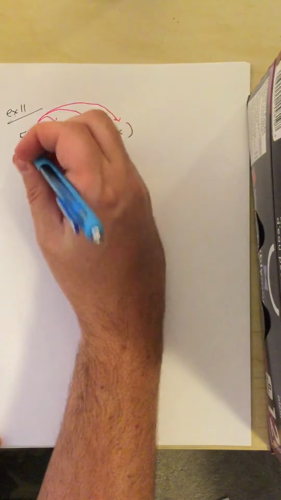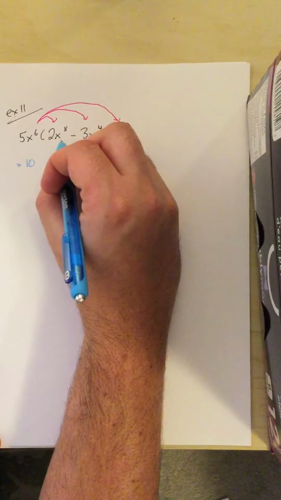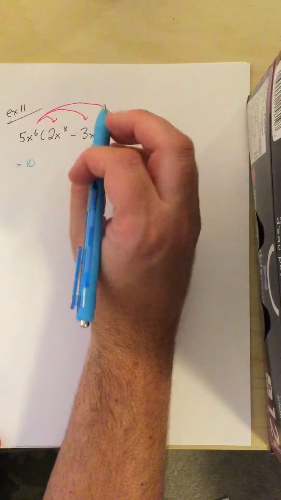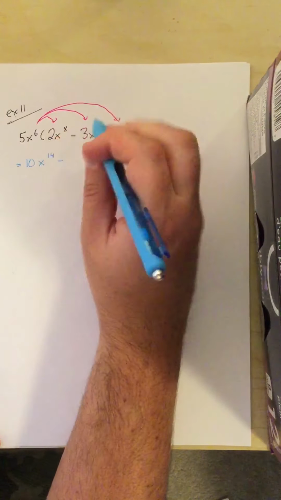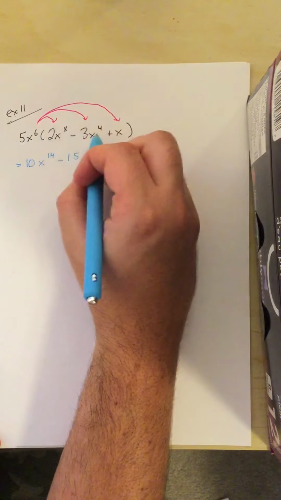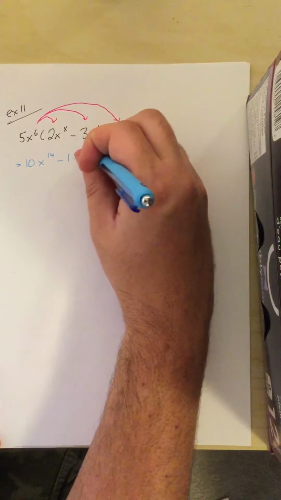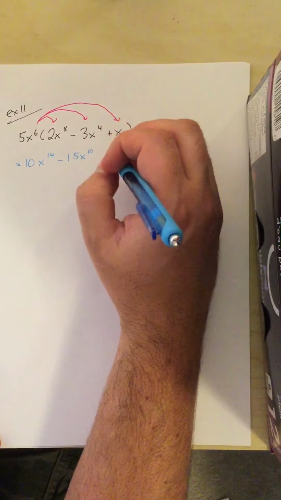So the numbers multiply. 5 times 2 is 10. X to the 6 times x to the 8. When you have exponents like this, the exponents add, because we have 6 x's, we have 8 x's. Overall, 14 x's. 5 times negative 3 is negative 15. X to the 6 and x to the 4 is x to the 10. It's a little weird because we're multiplying the numbers, adding the exponents. That's how exponent laws work.